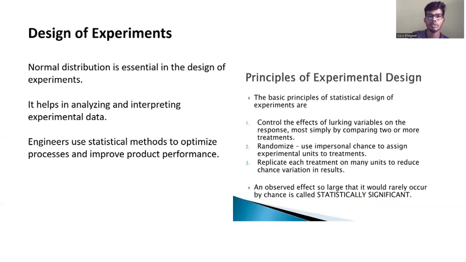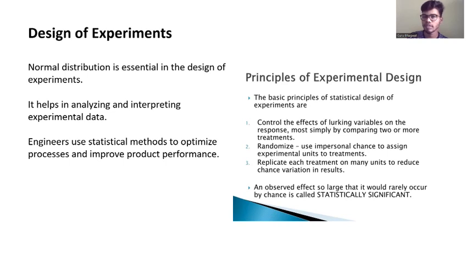Next, design of experiments. The normal distribution is essential in the design of experiments. It helps in analyzing and interpreting experimental data. Engineers use statistical methods to optimize processes and improve product performance. The basic principles of the statistical design of experiments are: the first one is control the effects of lurking variables on the response, most simply by comparing two or more treatments.